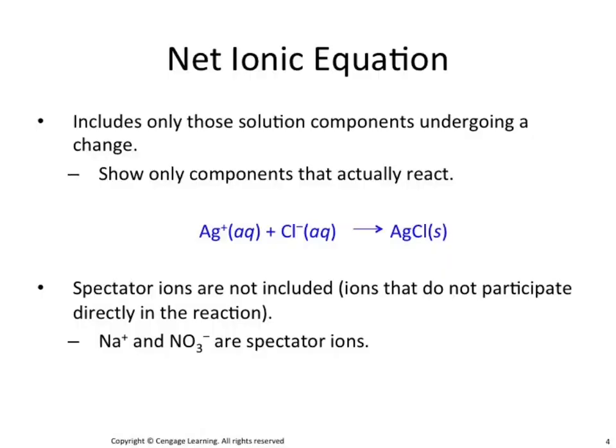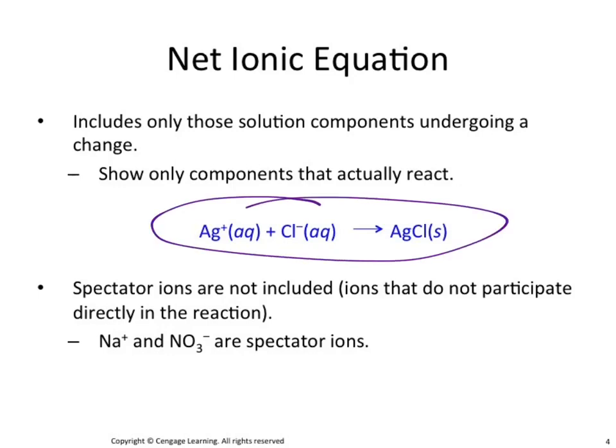Once you do that, you get your overall equation, your net ionic equation, which just shows what's actually going on. We have silver and chloride ions, and it gives us silver chloride. No spectators in there.